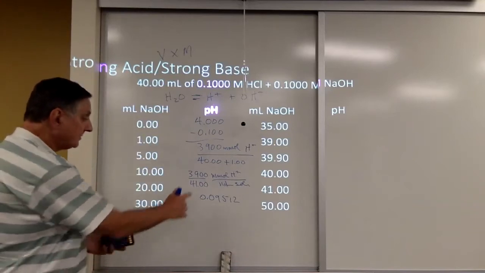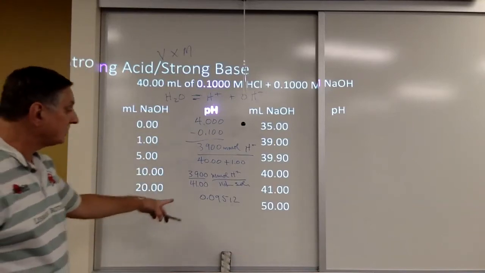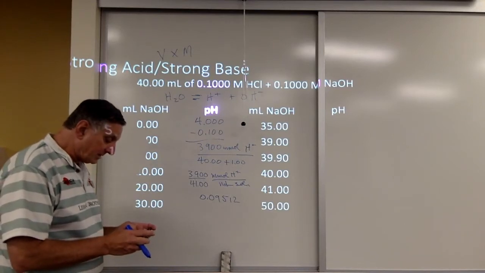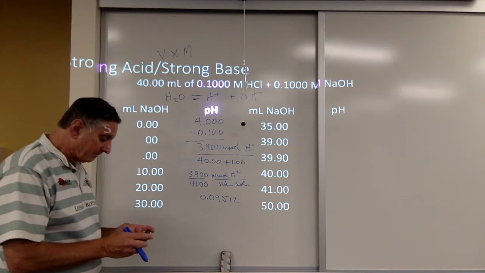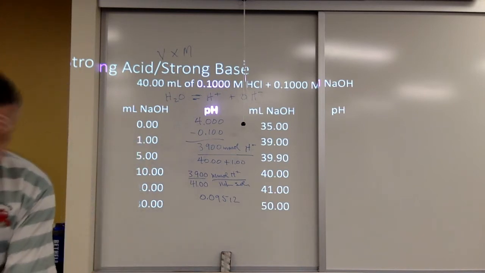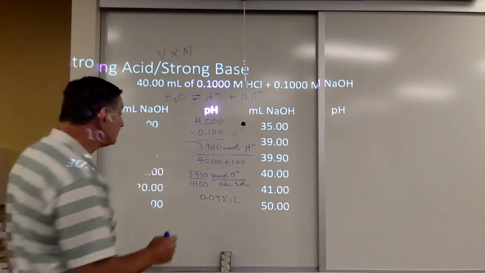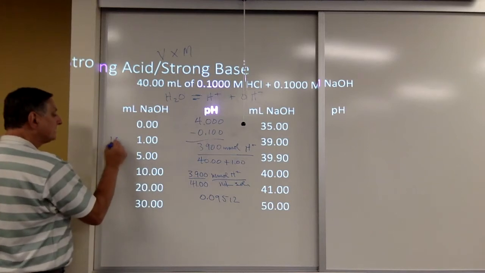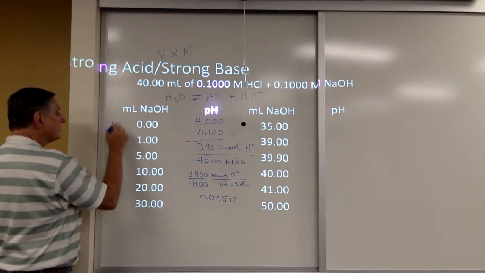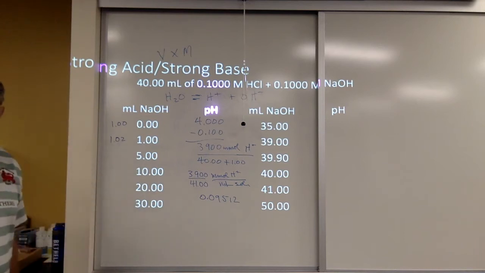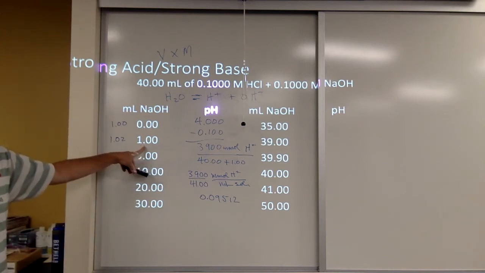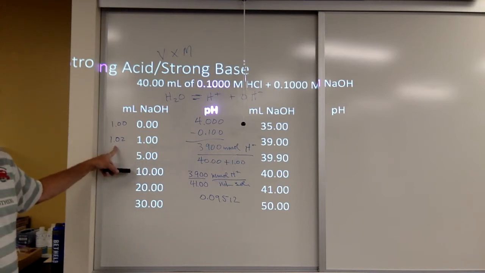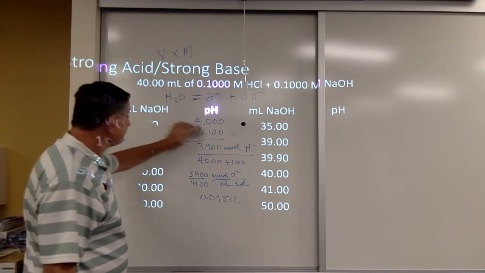Now what I do, that is the concentration. This is the molarity of H plus. So now what I do is take the negative log of it. And my pH is 1.02. 1.022. So I'm going to put the pH over here, 1.02. This is 1.00. Did the pH change much by adding 1 milliliter of sodium hydroxide to the 40 mils of 0.1 molar acid? No, not really. Okay.